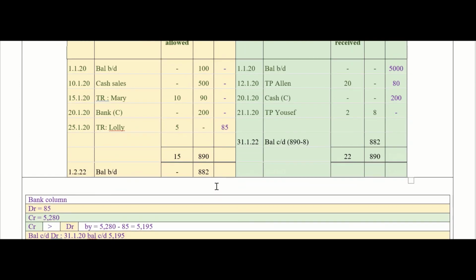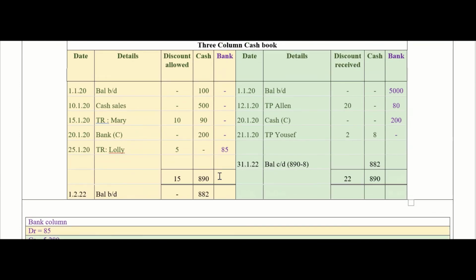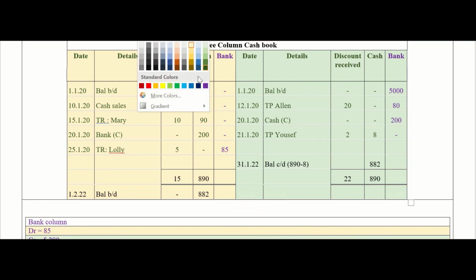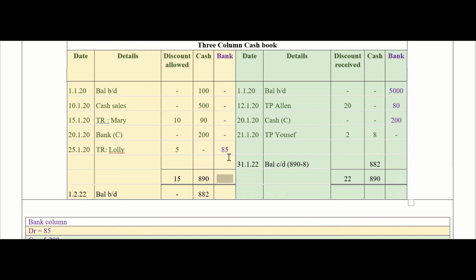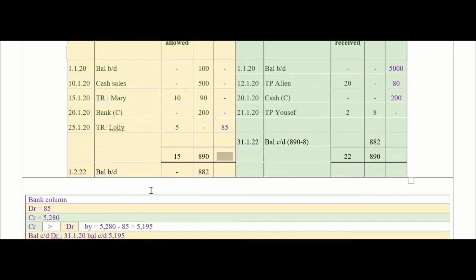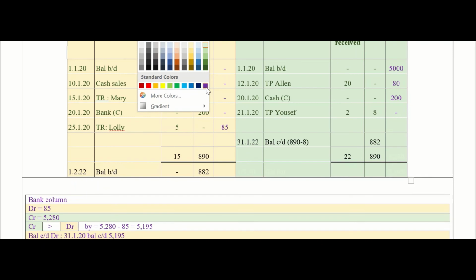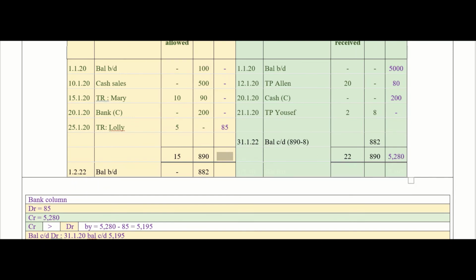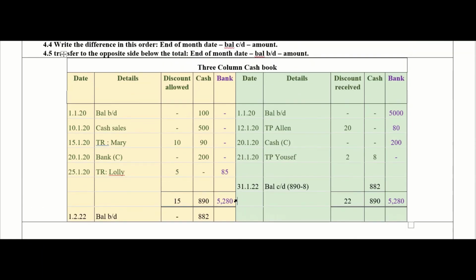Now let's find the total of the debit side. The total of the debit side of the bank column is giving you 85, whereas the credit side total is around 5,280. 5,000 plus 80 plus 200. Next step, your credit side is greater. Bring it to the total. Enter it over here. Now take the difference between the credit side and the total of the debit side of the bank column. So you have only one value here, which is 85. So 5,280 take away 85 should give you 5,195.